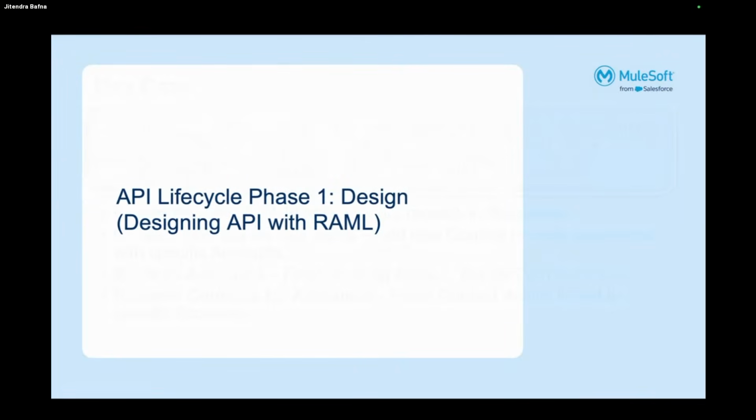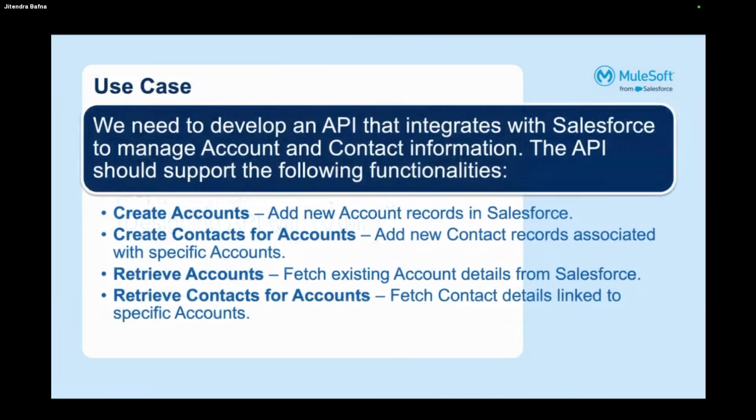We will start with API lifecycle phase 1, that is design. We're going to design an API with RAML. So what we're going to design? We need to develop an API that integrates with the Salesforce to manage account and the contact information. The account should support the following functionality.